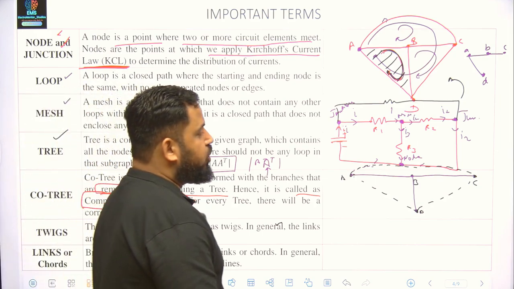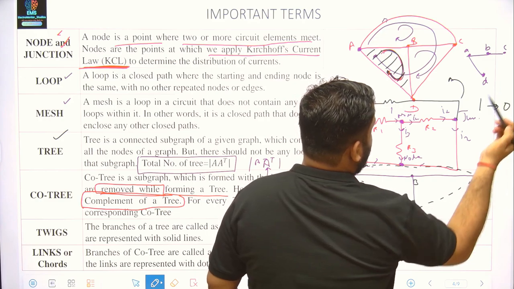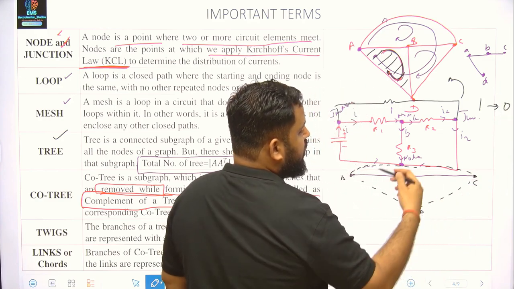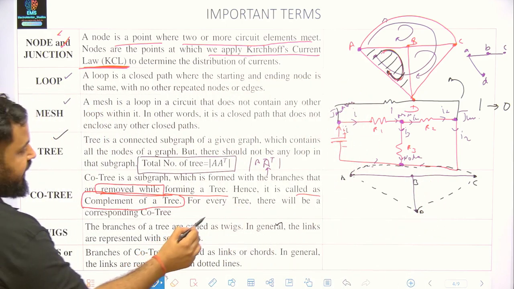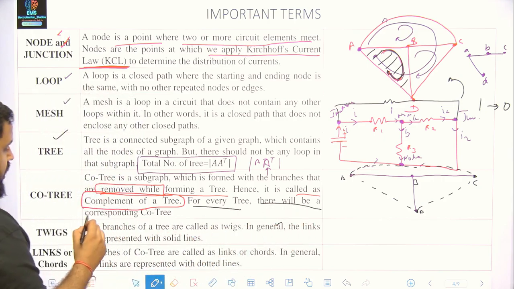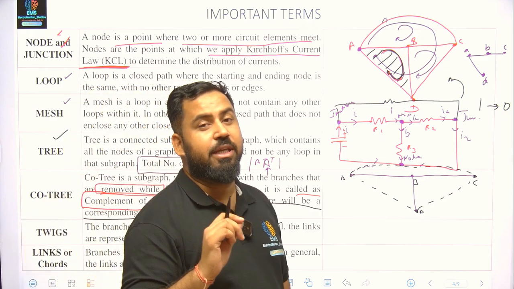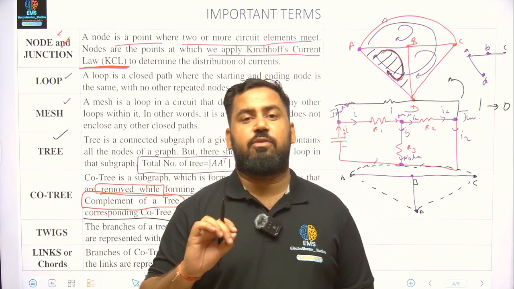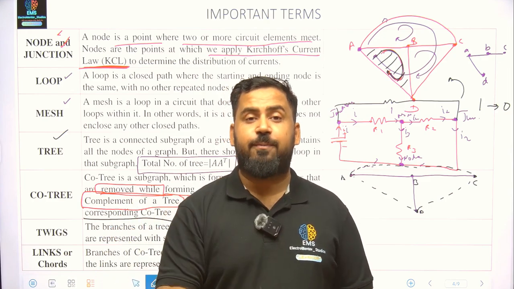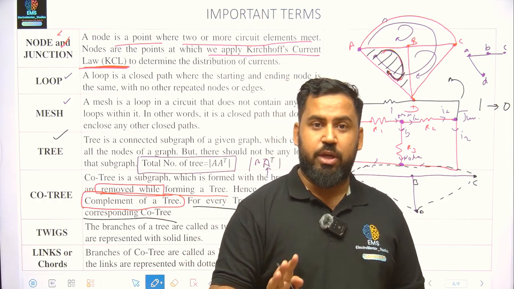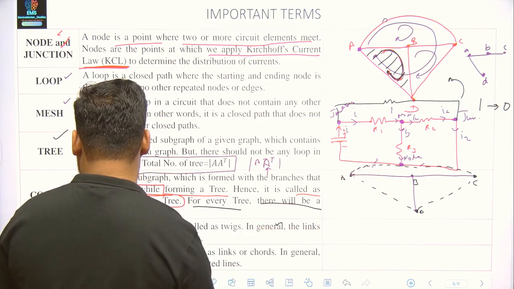So, dear students, you already know what a complement is. If we have 1, the complement is 0. So if we use this, whatever is left out is the complement. For every tree, there will be a corresponding co-tree. And remember this, there is no consideration for a co-tree that there should be a loop or mesh. It may contain a loop or a mesh, may not, but there is no consideration for that.